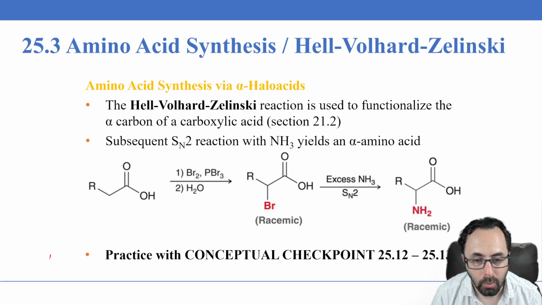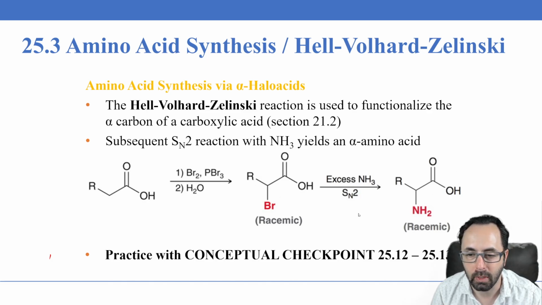So we start by using the Hell-Volhard-Zelinsky reaction. We react a carboxylic acid with bromine and PBr3 to install the bromine at the alpha position, followed by a workup with water. Finally, we react with ammonia behaving as a nucleophile, which replaces the bromine atom at the alpha carbon position, yielding an amino acid. So that's one way to synthesize an amino acid from a carboxylic acid.